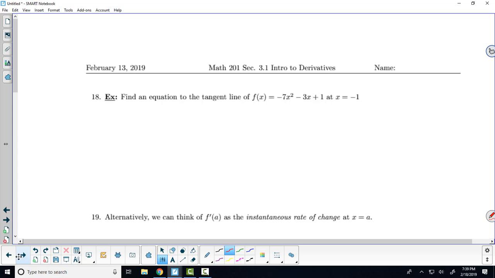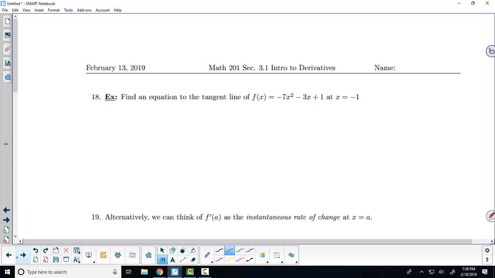So the derivative is the slope of the tangent line? Very good. Yeah, go ahead and say that again. The derivative at a point is the slope of the tangent line at that point. Okay? That's exactly right. The derivative at a point is the slope of the tangent line at that point.